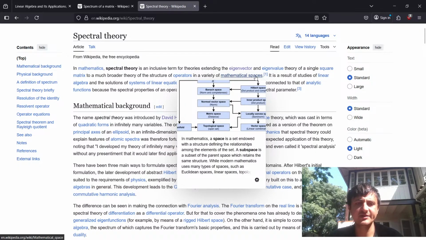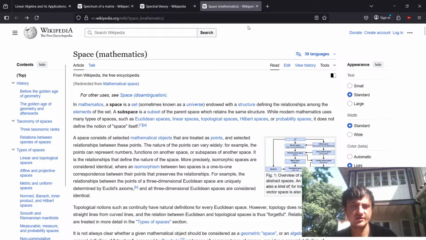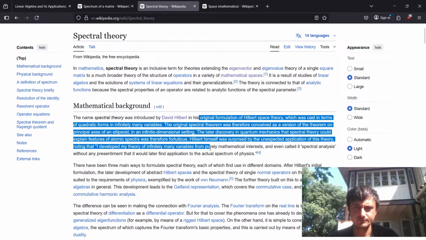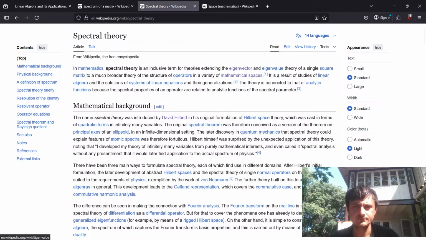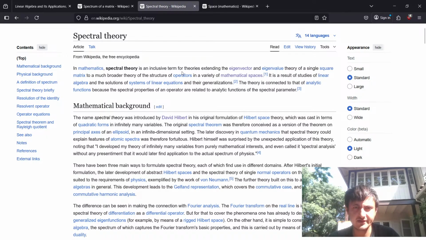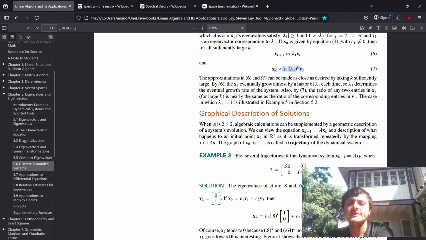Ooh, I love these pictures. These pictures are so good. I don't know what the edges of this graph are, but that's okay. It is a result of studies of linear algebra and the solutions of systems of linear equations and their generalization. The theory is connected to that of analytic functions because of the special properties of an operator. Okay, I don't know any of that, but that's okay.